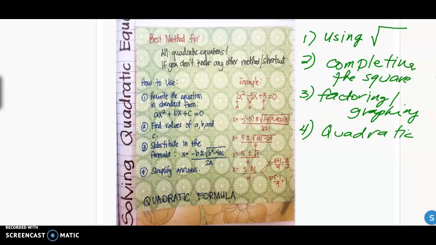And the good thing about this formula is that it works for all types. So unlike these first three methods that work faster and efficiently for specific types of quadratic equations, the quadratic formula can be used for any type. It could be a quadratic equation of the form ax squared plus c equal to 0, or it could be of the form ax squared plus bx plus c is equal to 0.